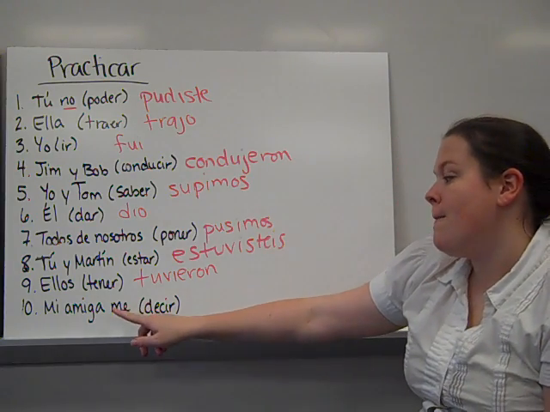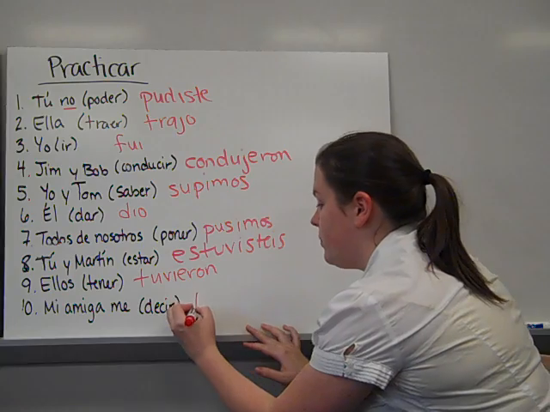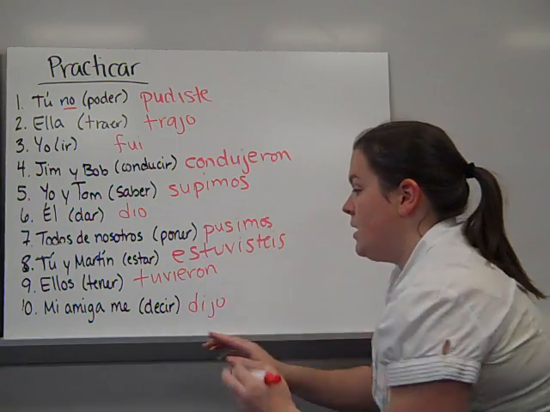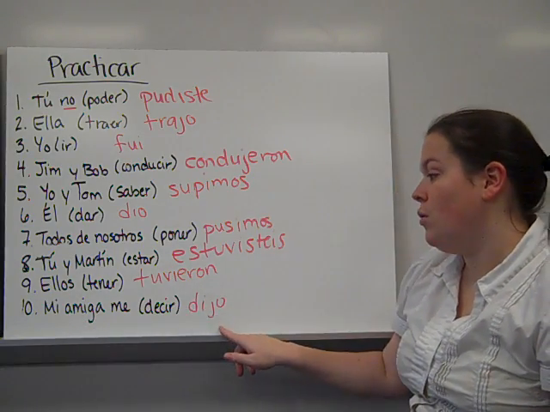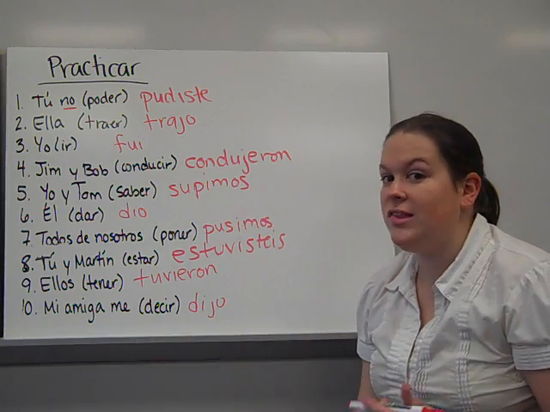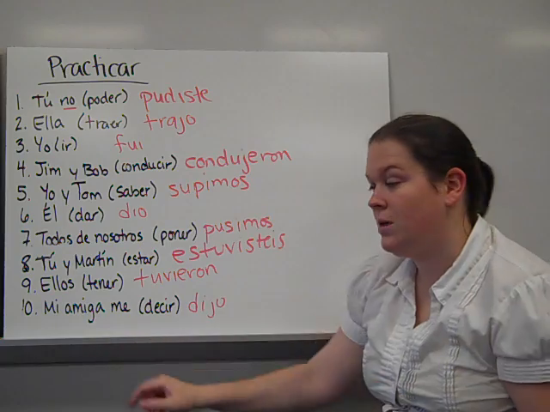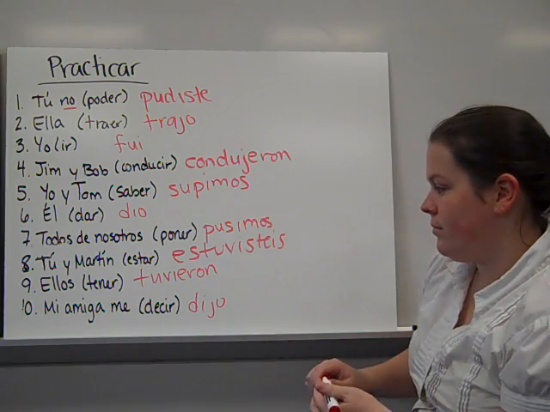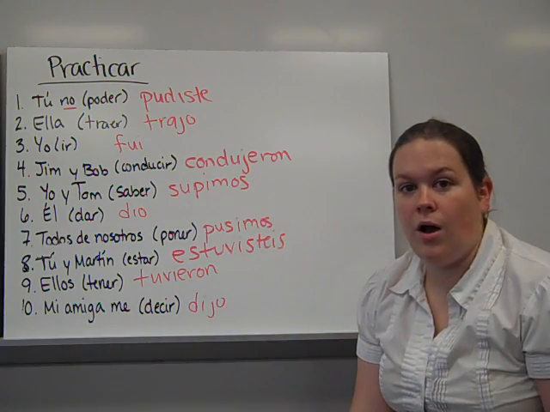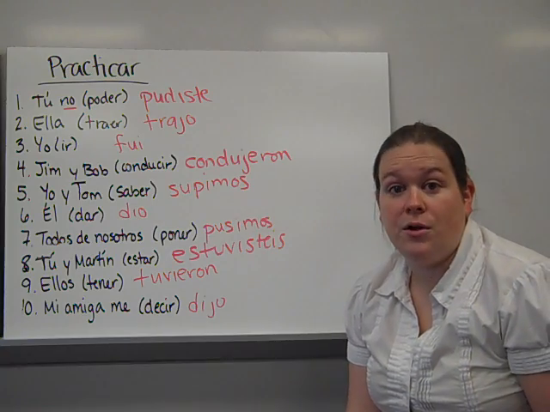Mi amiga me dijo. My friend is the subject. She told me. So if you conjugate it as dije, you're close, but the subject is still my friend. She told me. Dijo. Alright, hopefully you are all set on preterite irregular NAIP verbs.